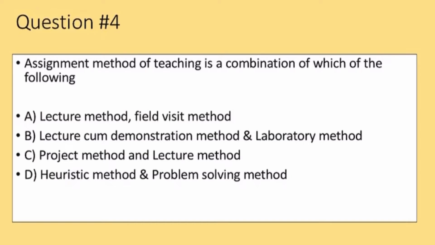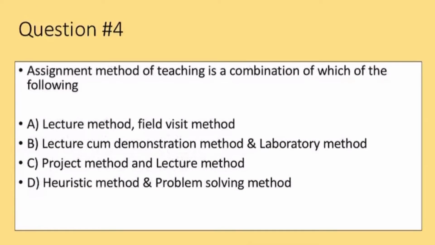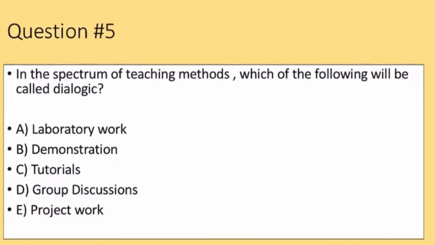If we look at the options, A, lecture method and field visit method, B, lecture cum demo and laboratory method, C, project and lecture method, D, heuristic and problem solving method. All the options A, B and C involve some kind of participation of the teacher. But option D is where the learner himself or herself learns by step-by-step approach, by trial and error method and knows how to solve a problem. Learning happens through their own experience without much of an effort from the teacher's side. Okay, so option D is the right answer.